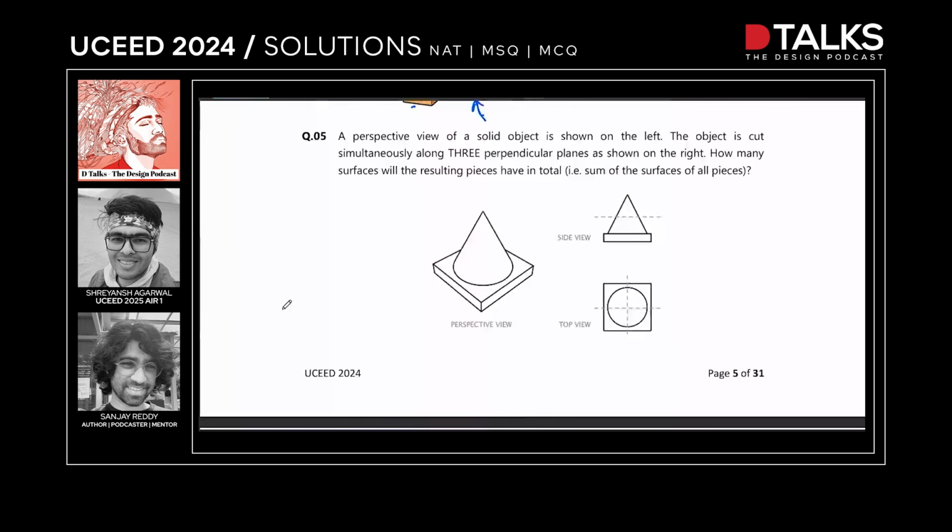Question number 5. A perspective view of a solid object is shown on the left. The object is cut simultaneously along three perpendicular planes as shown on the right. How many surfaces will the resulting pieces have in total? That is the sum of all surfaces of all pieces. People generally struggle to visualize this question.